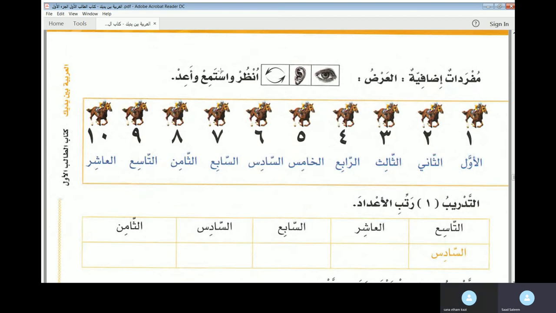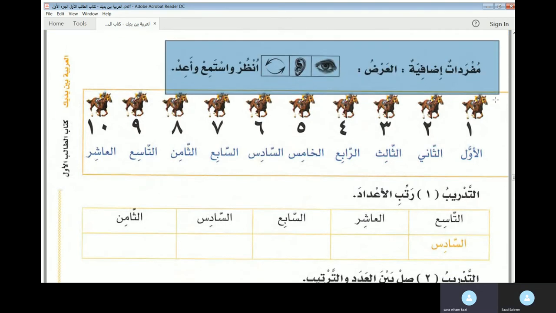Next. Mufradat idafiyyah. Mufradat is the vocabulary, and this is extra vocabulary.